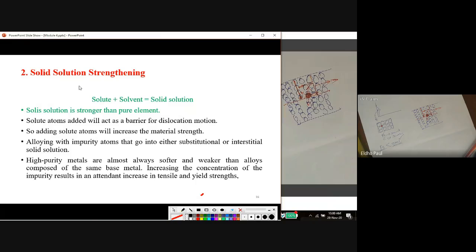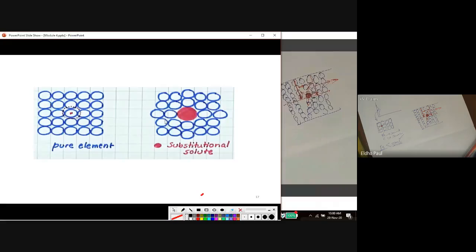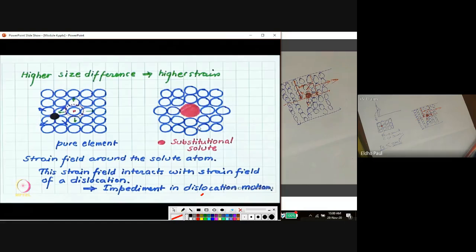We add impurities, for example, gold impurity added to copper or silver, or carbon added to iron. Impurities added is a strengthening mechanism. Steel has higher strength than that of iron, and the main reason is that a substitutional or interstitial solute offers a resistance to the movement of dislocations.